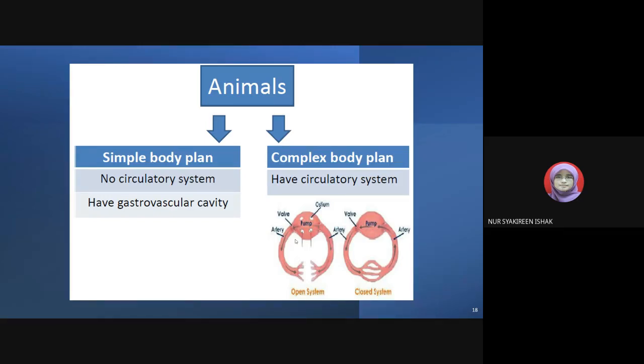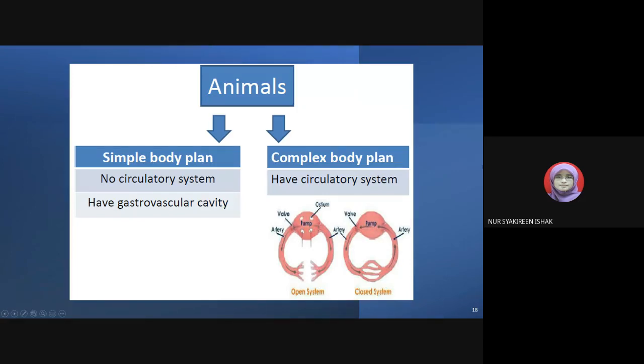And as for the more complex organisms, because they have larger body size, they are more active, they have high needs of metabolic activity, high metabolic rates, to provide energy throughout the body. They have more body organs, so they have an efficient circulatory system. It can be divided into two types, which are open circulatory system and also closed circulatory system.